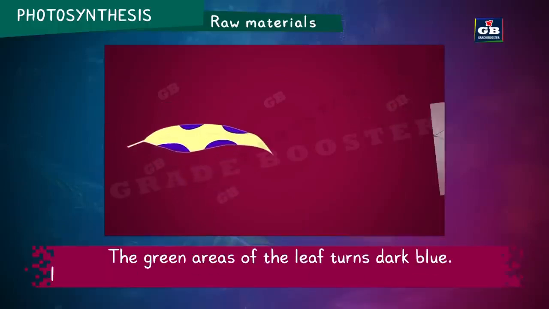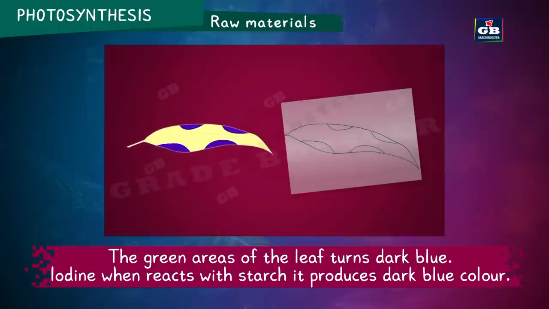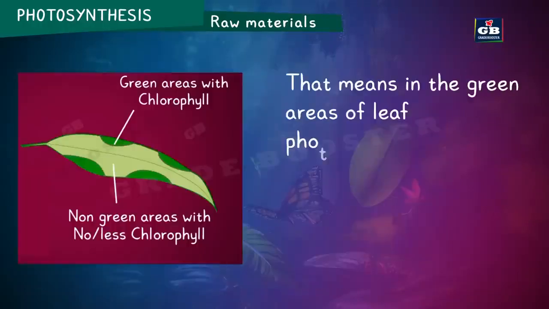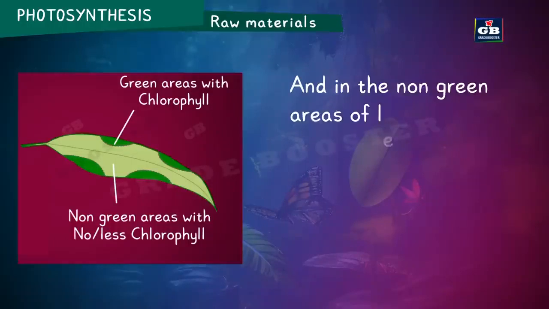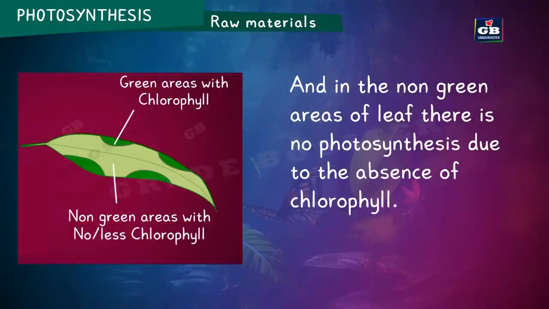The green areas of the leaf turn dark blue. Iodine, when it reacts with starch, produces a dark blue color. That means in the green areas of the leaf, photosynthesis took place due to the presence of chlorophyll. And in the non-green areas of the leaf, there is no photosynthesis due to the absence of chlorophyll.